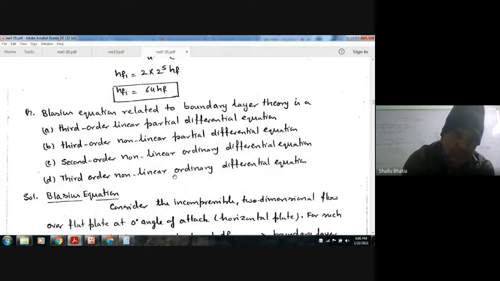The Blasius equation related to boundary layer theory is: option A, a third order linear partial differential equation; B, third order non-linear partial differential equation; C, second order non-linear ordinary differential equation; D, third order non-linear ordinary differential equation.